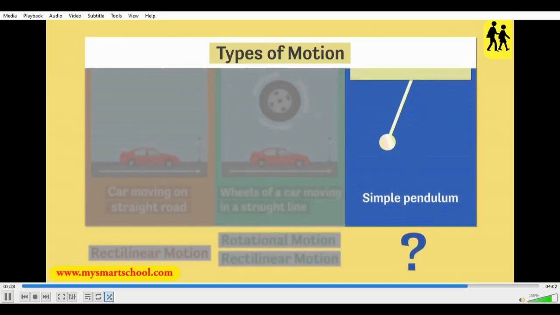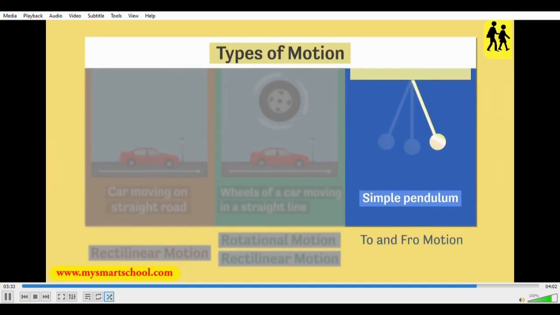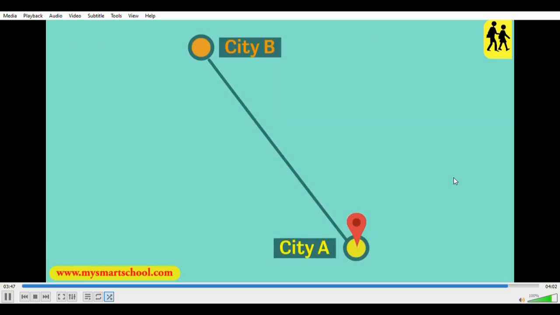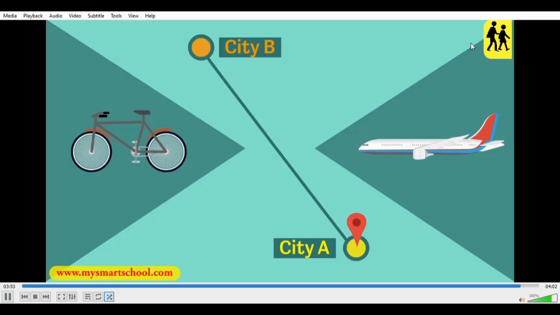What about the simple pendulum? We know that a simple pendulum performs to and fro motion. This to and fro motion repeats itself in equal intervals of time. So it's undergoing periodic motion. Now let me ask you a question. Suppose you want to travel to city B from city A. Which mode of transport will get you quicker to the destination? A bicycle or an aeroplane? Obviously.